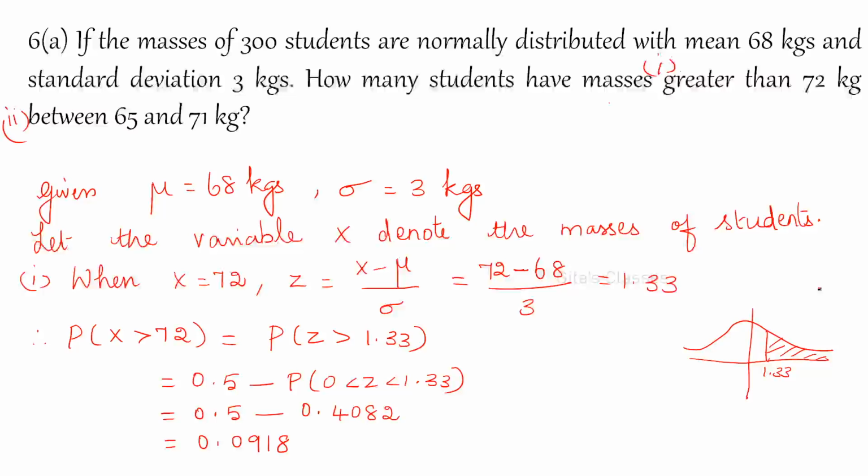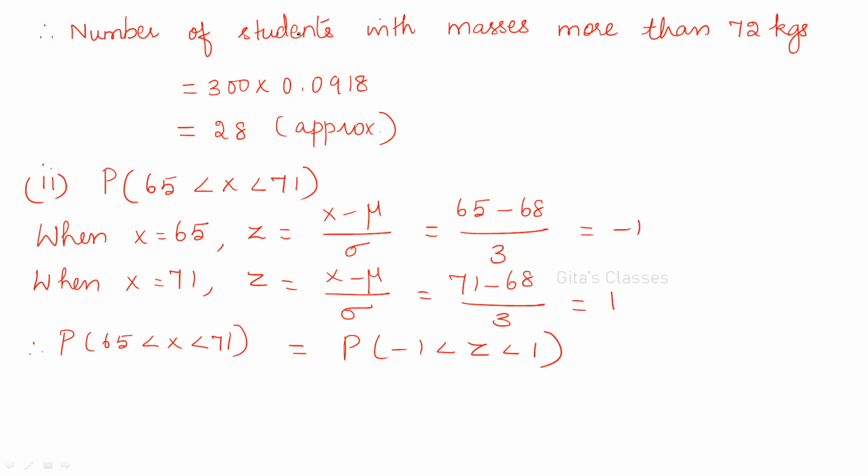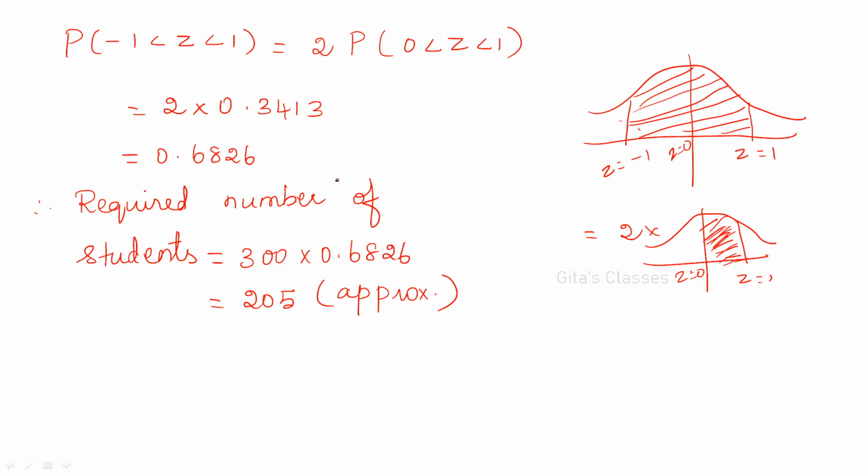And here one more point is there. It is not the probability. You are asked to find out the number of students also. Given the total number of students is 300, so you have to multiply the probability with the number of students. So 300, then you will be getting the number of students more than 72 kg. Similarly, the next probability here, 65 and 71, this is equivalent to between -1 and 1 in z. So this is the required region.